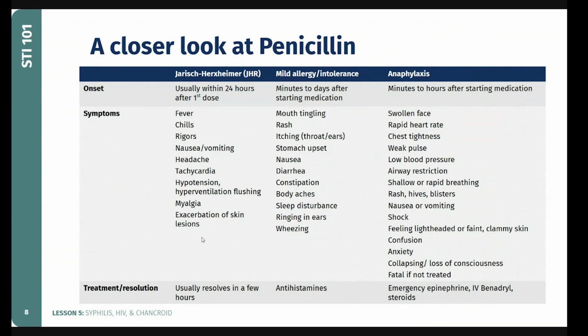Signs of a penicillin allergy include tingling, rash, itching, stomach upset including nausea, diarrhea, and constipation, body aches, sleep disturbance, ringing in the ears, and mild wheezing. More severe reactions include signs of anaphylaxis, which could be a swollen face, rapid heartbeat, tightening of the chest, weak pulse, low blood pressure, shallow rapid breathing, rash, hives, blisters, nausea, vomiting, shock, feeling lightheaded or faint, breathing difficulties such as fast, shallow breathing, wheezing, clammy skin, confusion and anxiety, collapsing or losing consciousness.